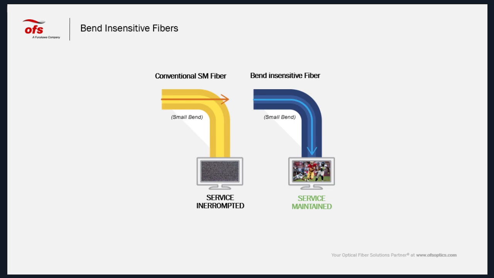For conventional fiber, if there is a small bend on the fiber, the signal is refracted outside and the service is interrupted. But if we use a bend insensitive fiber, even if there is a smaller bend, the signal is still operating and the service is maintained. So those are very important, very useful for indoor application, especially for fiber to the home application.